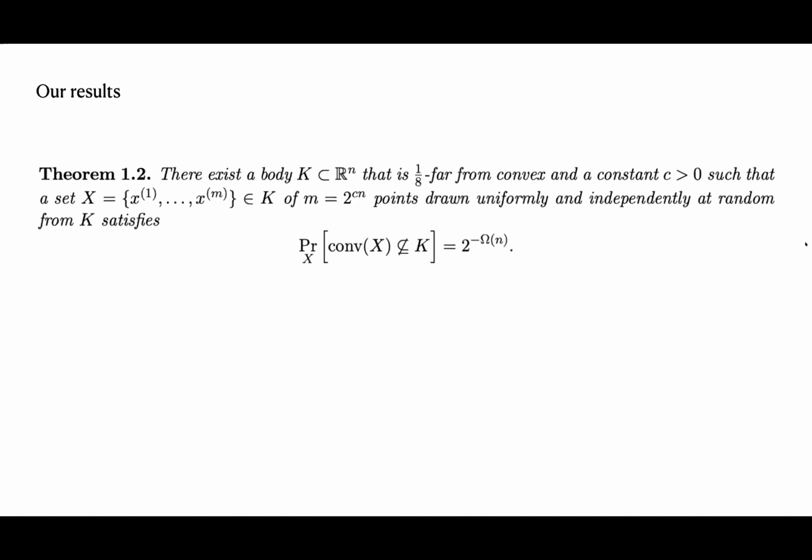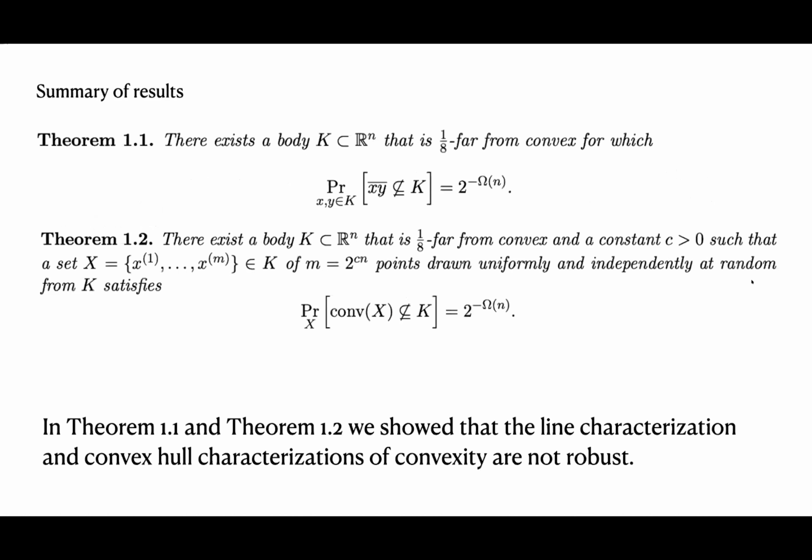We show a body that is far from convex, and even if you take an exponential number of points uniformly at random from the body, the convex hull joining those points goes outside the body with almost 0 probability. So it's not just 2 points. Even if you take an exponential number of points, the convex hull is pretty much inside the body. So that eliminates the second natural test as well. And so this is the summary of our results.